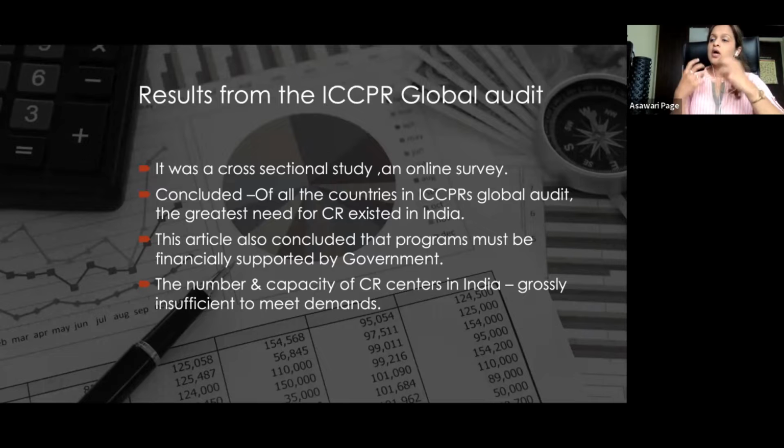So we all have to focus on, of course, patient treatment and assessment, but we also have to focus on the data keeping, the documentation of each and every thing. That is very essential, because unless we have huge data, the insurance companies really cannot do anything. So we have to really work on that field. I think we have quite good clinical part, but the documentation part, we still are lagging behind. So the number and the capacity of CR centers in India were grossly insufficient to meet the demands.